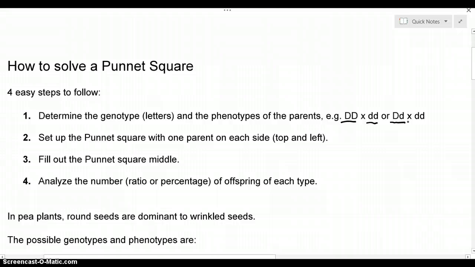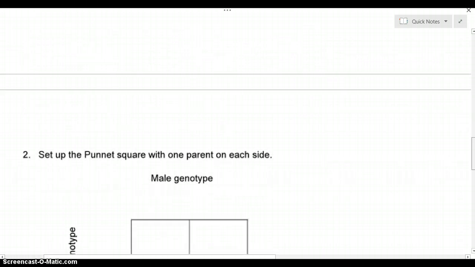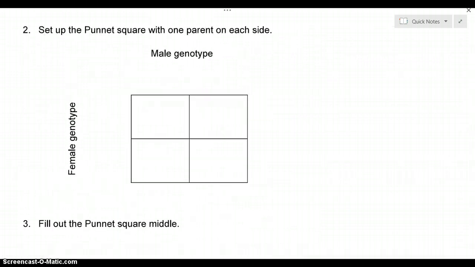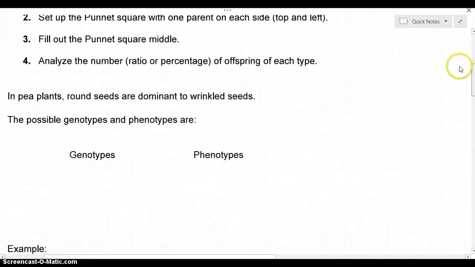Right, we are going to step number 2, set up the Punnett square with 1 parent on each side. Now if we scroll down, we can see here is an example of such a Punnett square, where we can see on the top we show the male genotype, in other words the letters allocated to the male, and on the left we have the female genotype, or the letters that we allocate to the female. Right, so we write those letters that represent the specific alleles on the side and on the top of the Punnett square. Right, let's scroll back up.